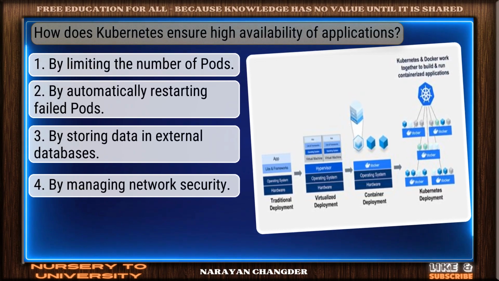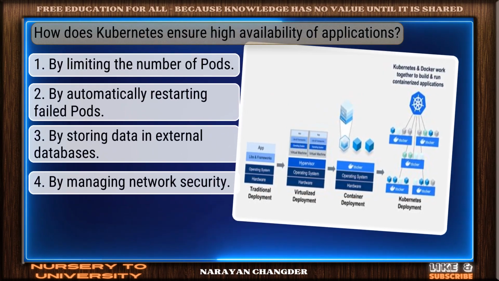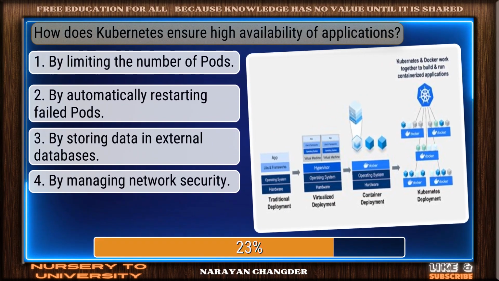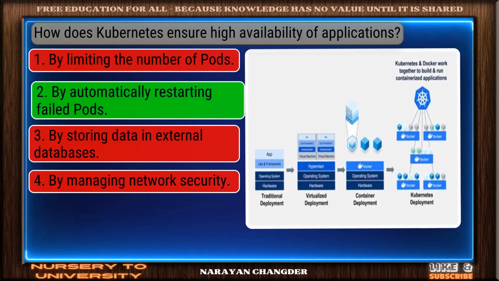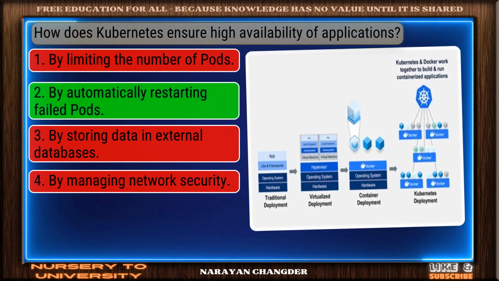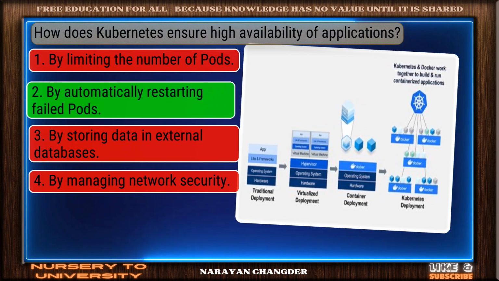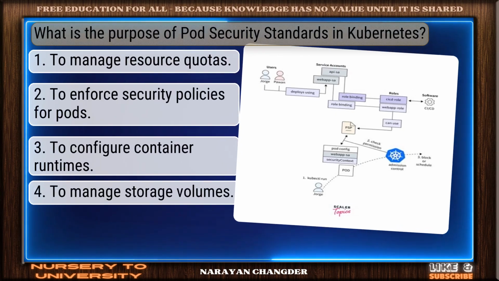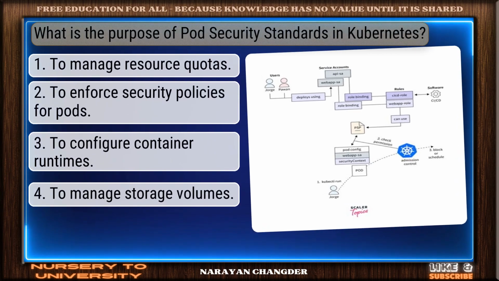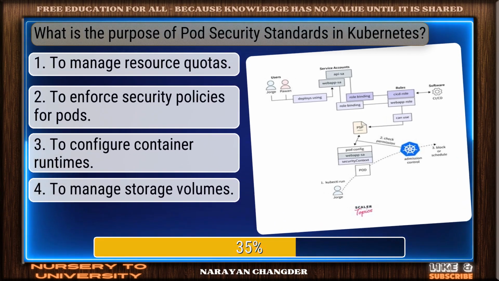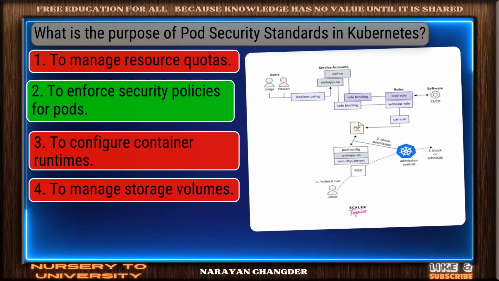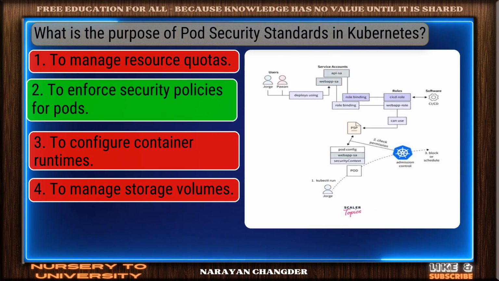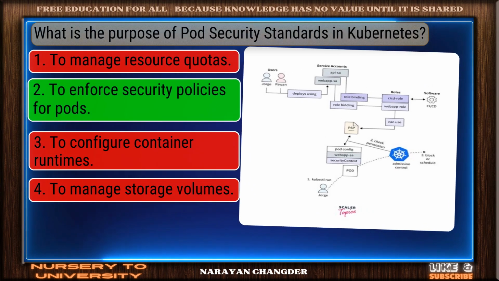Question number 15. How does Kubernetes ensure high availability of applications? Great job. By automatically restarting failed pods is the accurate answer. Question number 16. What is the purpose of pod security standards in Kubernetes? Smart pick. To enforce security policies for pods is the correct choice.